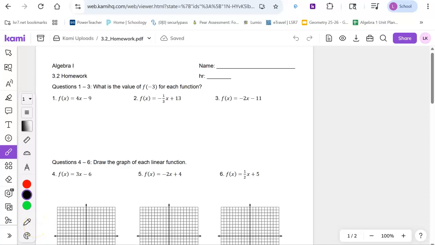Okay, so this is homework 3.2. We're just going to go over function notation and functions. What is the value of f of negative 3 for each function? What that means is you are plugging in negative 3 anywhere you see an x.